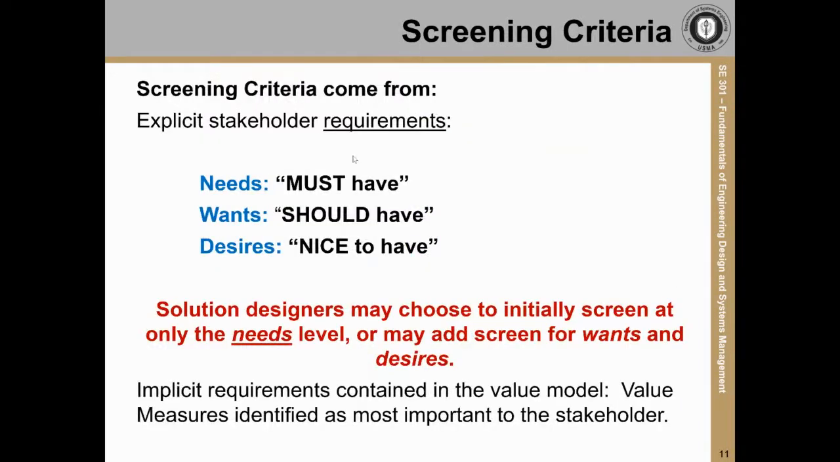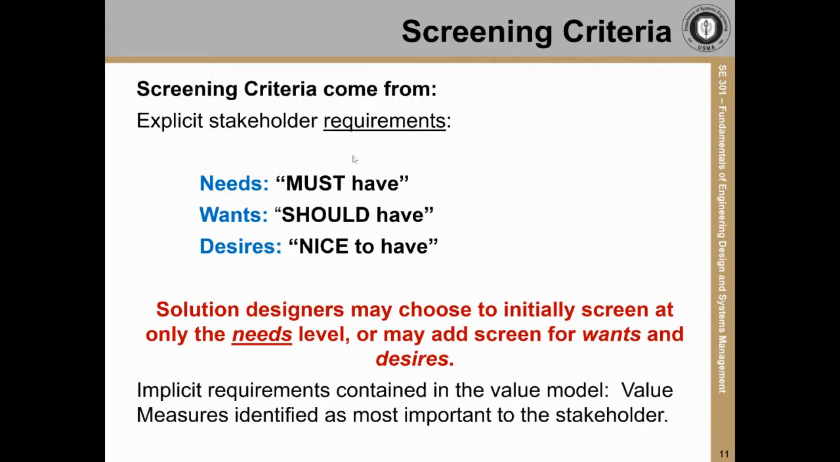So when you look at screening criteria, it comes from the stakeholder requirements. All the way back to problem definition, and the reason we do problem definition is to understand what the stakeholder needs, wants, and desires are. Needs, they must have this. TALOS must protect an operator's neck. Wants, TALOS should enhance their mobility. Desires, nice to have. We'd love for TALOS to fly. So needs, wants, and desires.